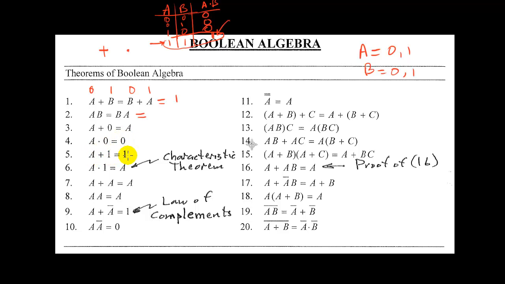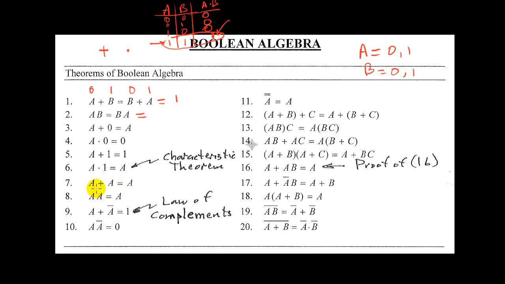A or 1 is 1 because this is the OR operator, and one of them is already 1, so you're going to get a 1. A and 1 is A, because if A is a 0, you get a 0. If A is a 1, you get a 1. A or A, so if A and A are both 1s, you get 1. If A is 0, then the right hand side is also 0. So A or A is equal to A, which is kind of interesting.